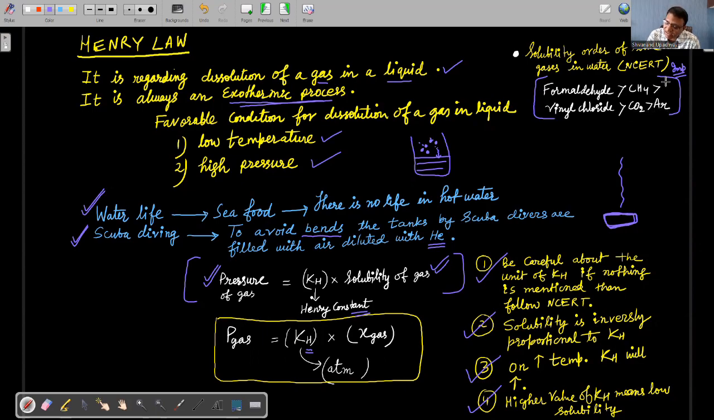These things are given in NCERT. If you are able to remember it, it is fine. Otherwise, you can forget also, right? Since it is given in NCERT, if we don't read it, we are not able to know which gas is more soluble. So formaldehyde is the most soluble among all these gases.